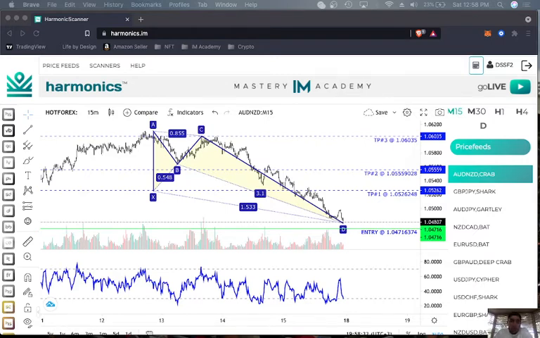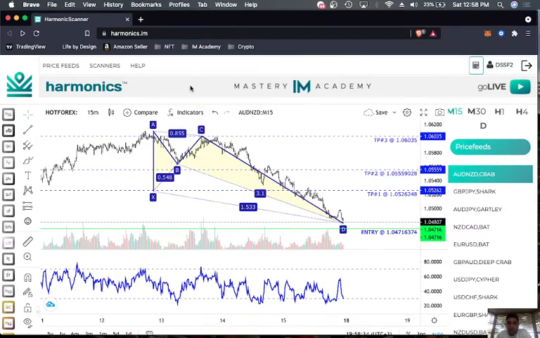So, with all that being said, as you can see here, this scanner is called the harmonic scanner, right? You're going to go to harmonics.im, and you're actually going to be able to access this as long as you have a current subscription to I Am Mastery Academy. If you don't, please comment in the description below, and one of our team members from CBC will reach out to you. So, let's get into the nitty gritty.